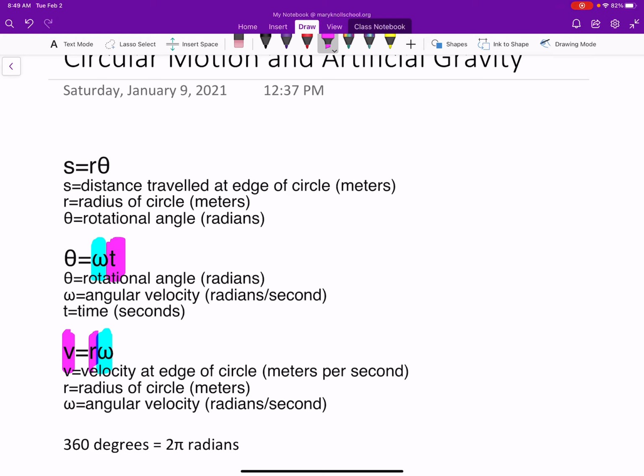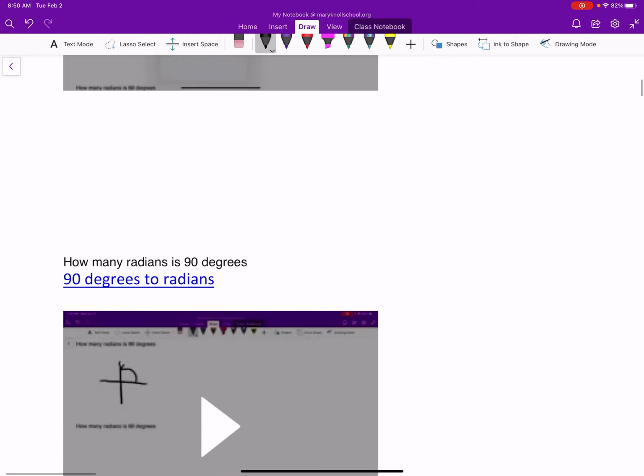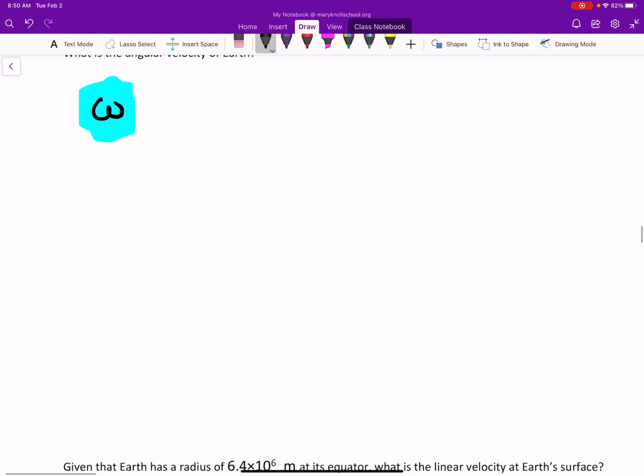T and theta. We do know those, right? Because we know how long it takes for the Earth to spin around in one circle, right? We know the theta, that's going to be 360 degrees, and how long does that take? 1 day. So we are good to go on this equation. We should be able to solve for omega. Okay, so theta equals omega t.